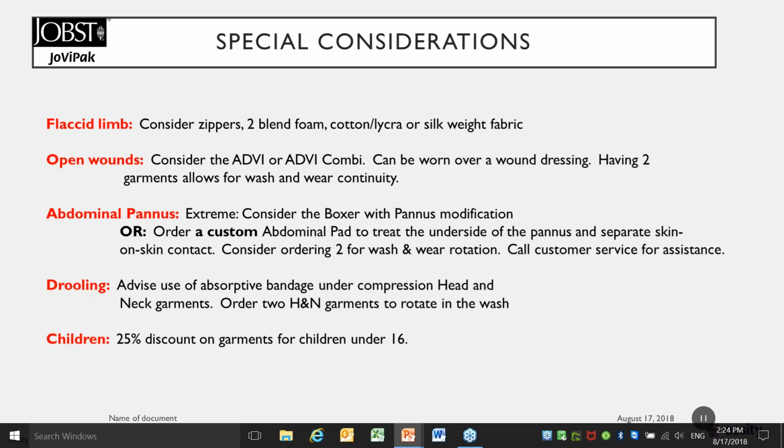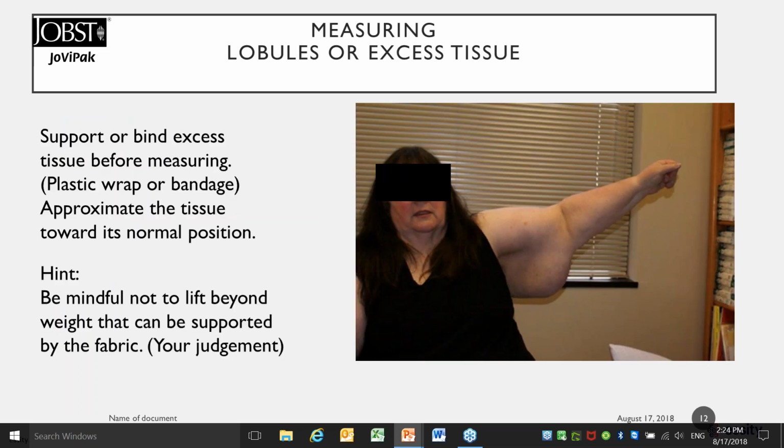Drooling is something that we often see for patients who have had head and neck cancer surgeries. We advise using an absorbative bandage under the head and neck garment. Order 2 head and neck garments to rotate in the wash. All children receive a 25% discount on garments for children under the age of 16.